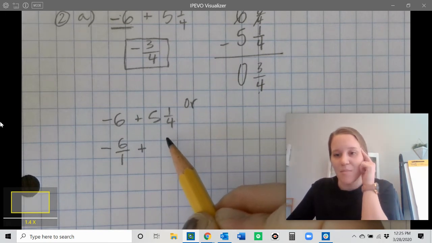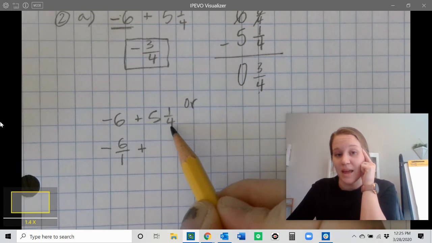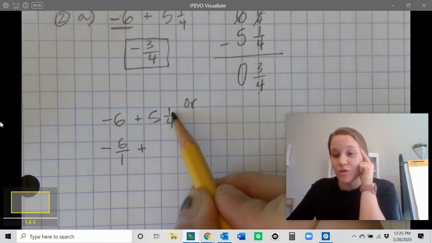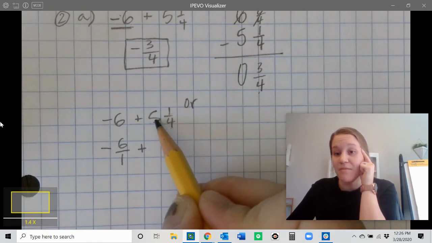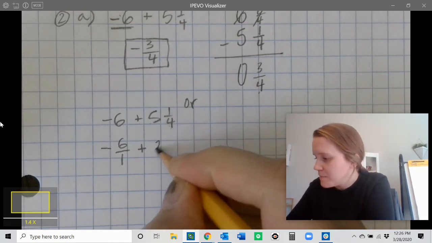I ask myself how many fourths are in 5 wholes. I can figure that out by multiplying 4 times 5. 4 times 5 is 20. So there are 20 fourths in 5 wholes. Then I have this extra 1/4. So I can take that 4 times 5, 20, and add 1 to it. So 21/4.